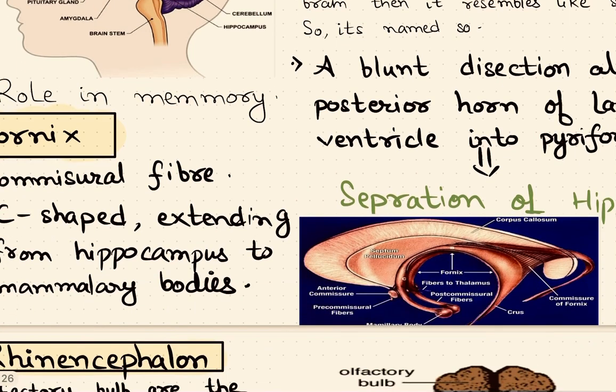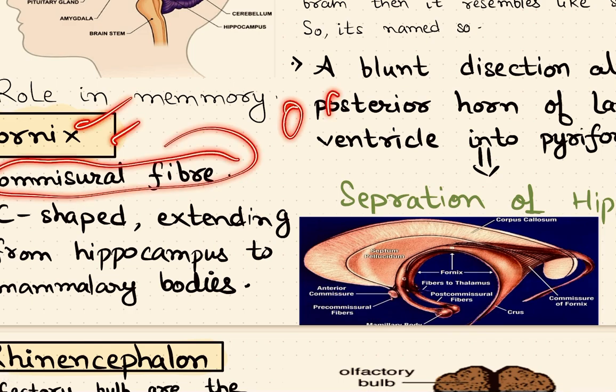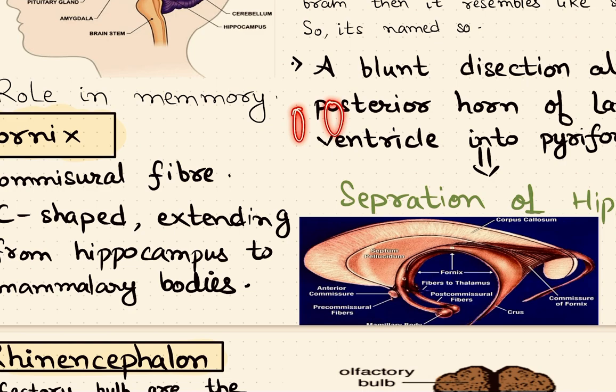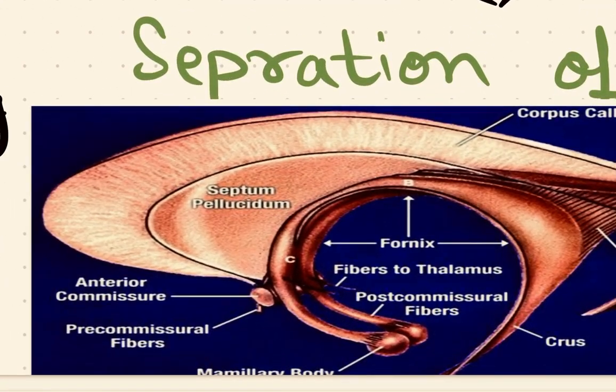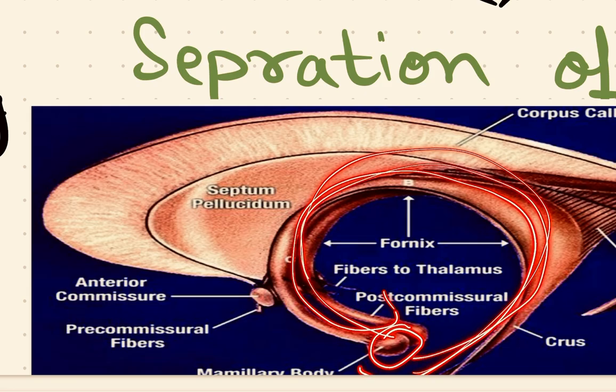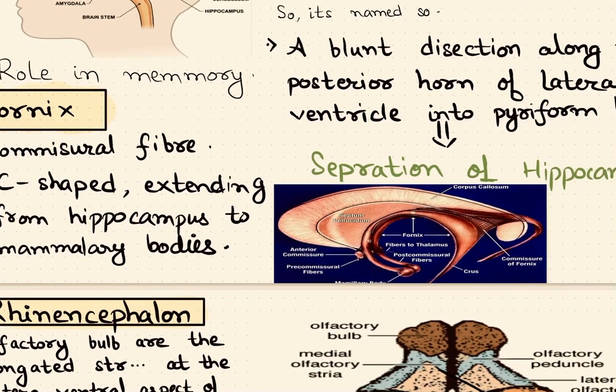Okay. Now what is this fornix? Fornix is also commissural fibers which connect two identical parts of the cerebral hemisphere. It is C-shaped, and it is from where to where? It is from the hippocampus to the mammillary body. If you see this diagram, this is the mammillary body, and as you can see, where is the hippocampus? Hippocampus would be this C-shaped region. So it is from the mammillary body to the hippocampus. This whole commissural fiber is nothing but the fornix.